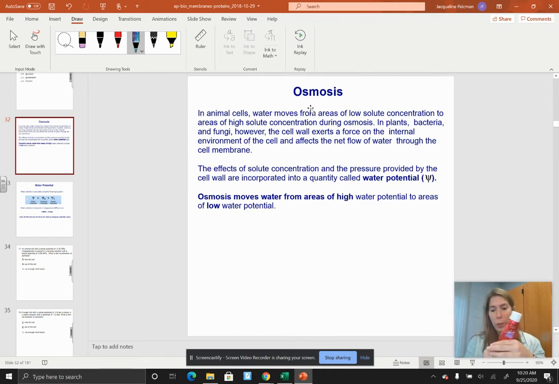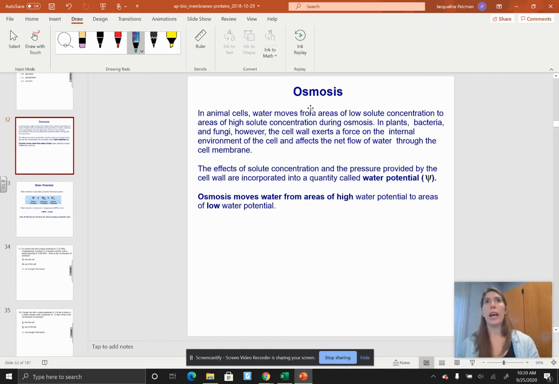When you increase pressure on one side of the toothpaste, the toothpaste is going to move to whichever side is going away from the pressure. So increase pressure, toothpaste moves. When you increase pressure on one side of a cell, water is going to move away from that pressure.